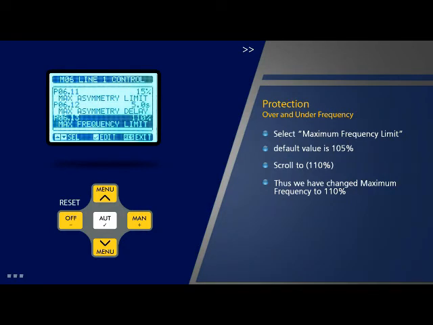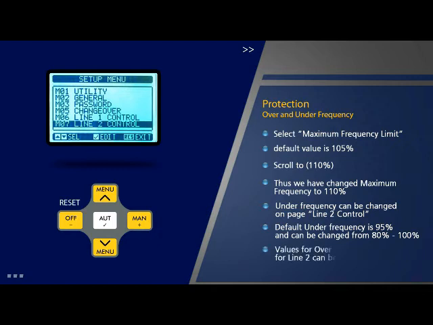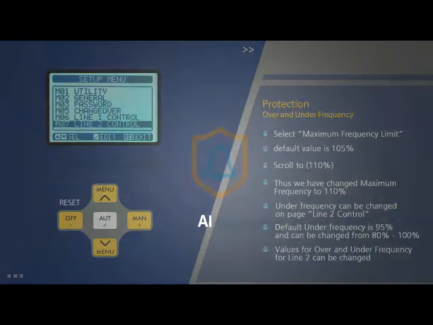Similarly, the set value for under frequency can be changed using the parameters on page Line 2 Control. The default value for this parameter is 95%. The same can be changed in the range of 80% to 100%. On similar lines, the set values for over and under frequency for Line 2 can be changed by selecting the respective parameters on the page Line 2 Control.